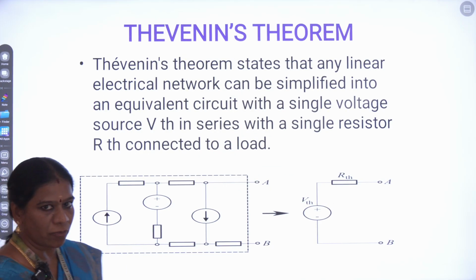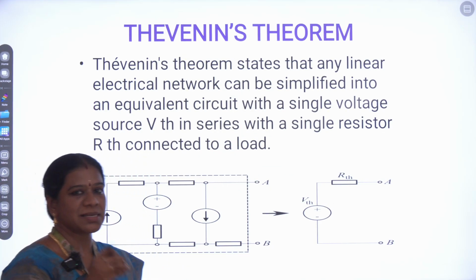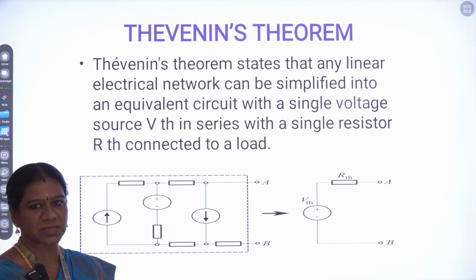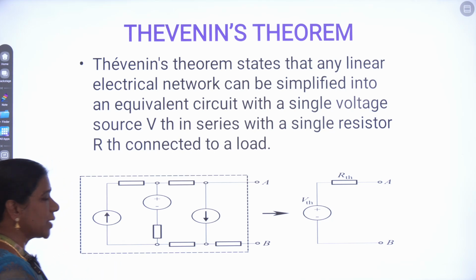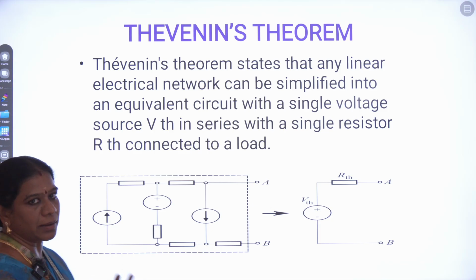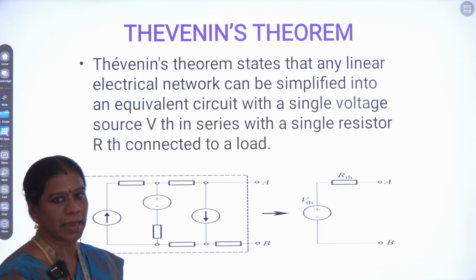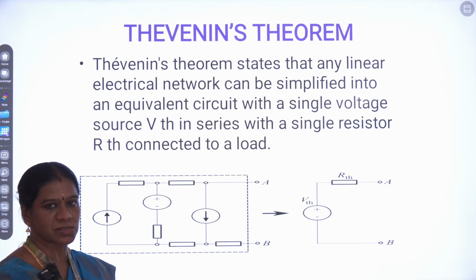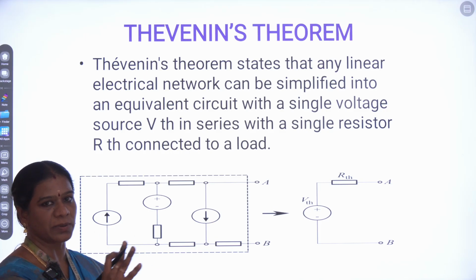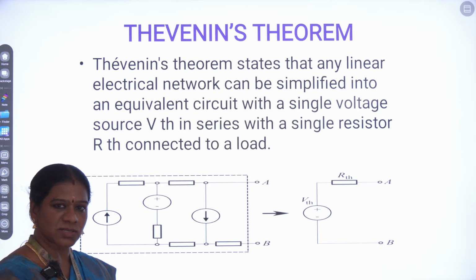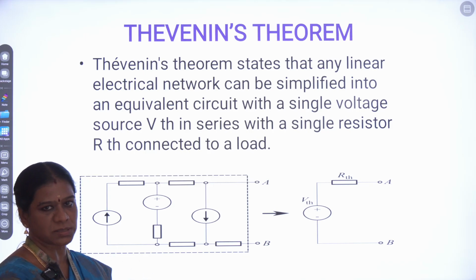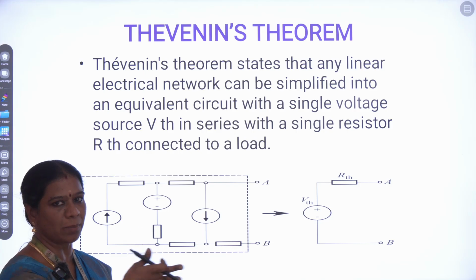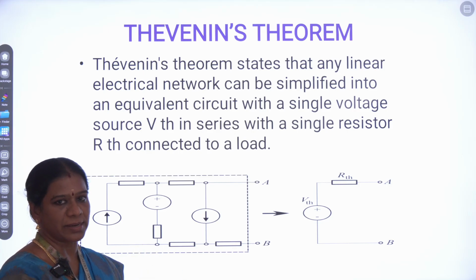So next problem, before starting with our next problem, I will just give a brief introduction about our Thevenin's theorem, because the next problem will be based on Thevenin's theorem. Thevenin's theorem states that any linear, complex, bilateral network can be converted into a very simple network which consists of the voltage source in series with the Thevenin's resistance. The voltage source is nothing but the Thevenin's voltage source, and the resistance is nothing but the open circuited terminal resistance, the looking back resistance, which is nothing but the Thevenin's resistance.